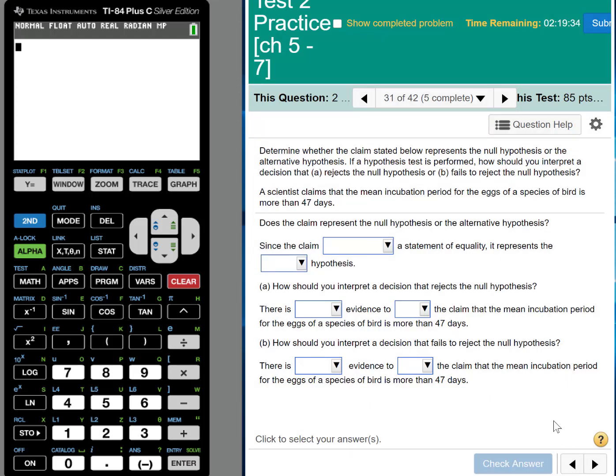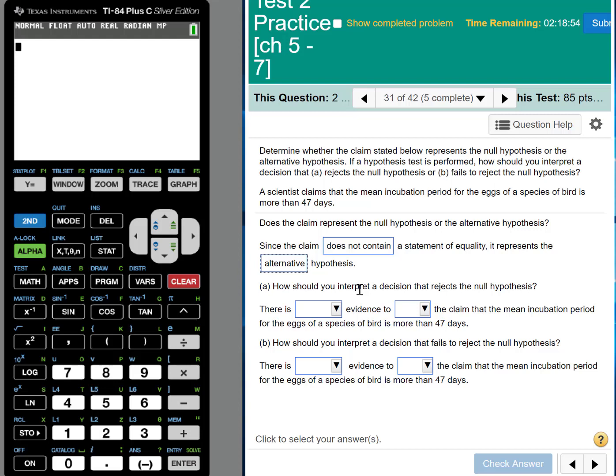Determine whether the claim represents the null hypothesis or the alternative. How would you interpret the decision that rejects H0? How would you interpret the decision that fails to reject H0? Okay, scientists claim that the mean incubation period for the eggs of a species of bird is more than 47 days. More than 47 days means greater than, so the claim is in the alternative. Since the claim does not contain a statement of equality, it represents the alternative hypothesis.